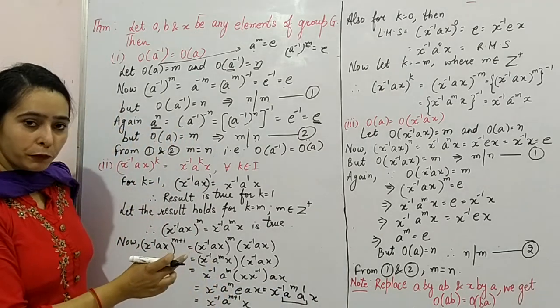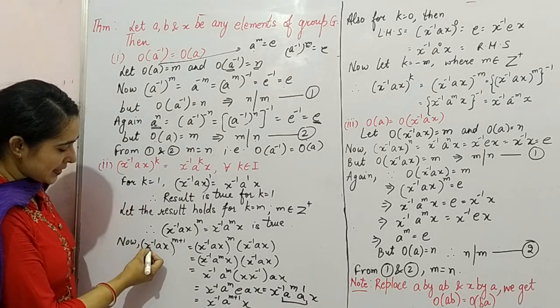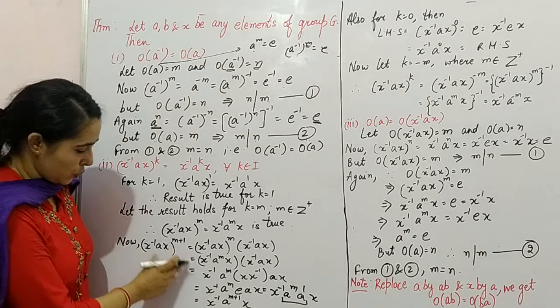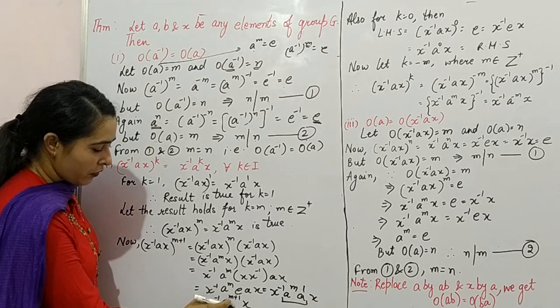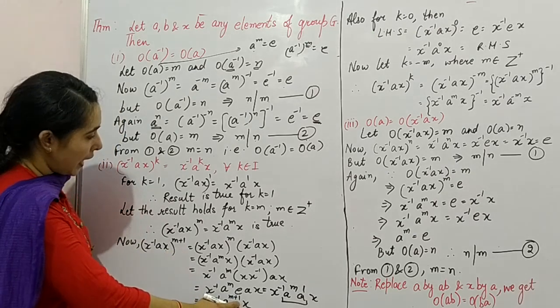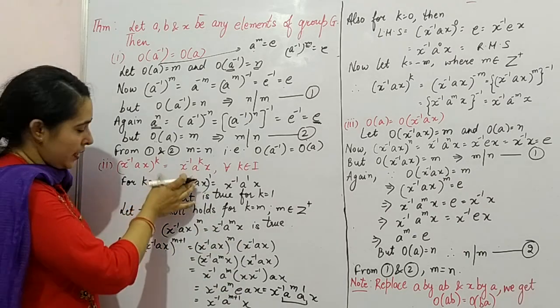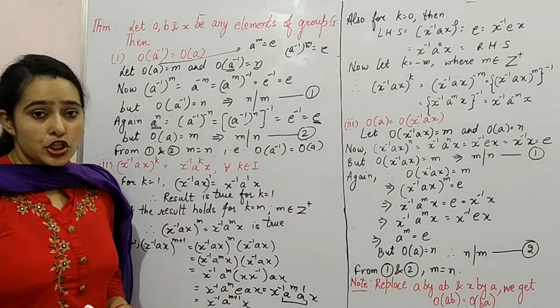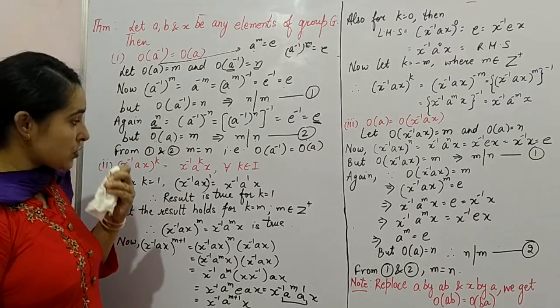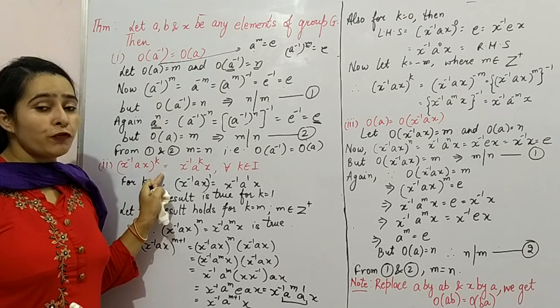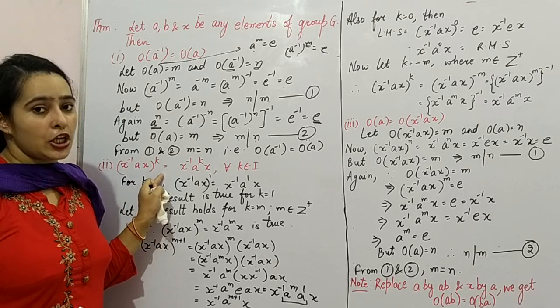So what we have proved? We have proved that (x⁻¹ax)^(m+1) is equal to x⁻¹a^(m+1)x. That is, this result is true for m plus 1. Hence, the mathematical induction is over. We are successful in applying mathematical induction. So this result is true for every positive integer.